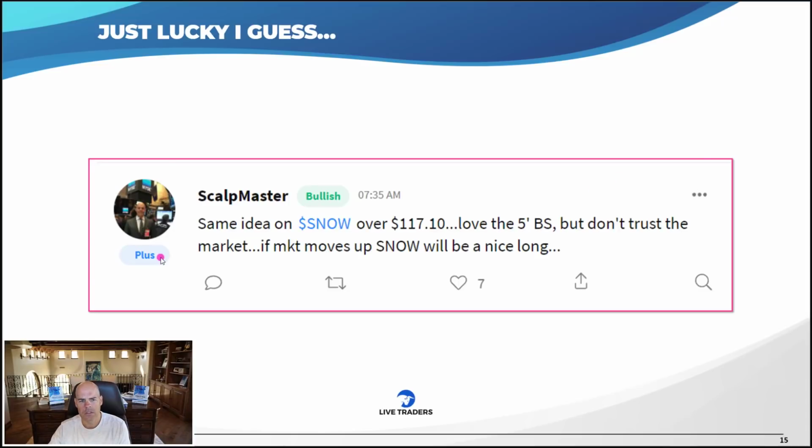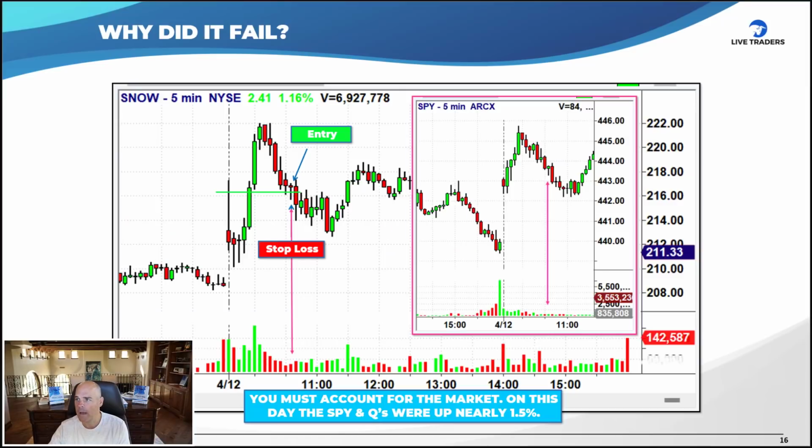Strange though. Same idea on Snow. Love the buy setup, but don't trust the market. If a market moves up, Snow will be a nice long. Just a lucky comment, perhaps. What happens?